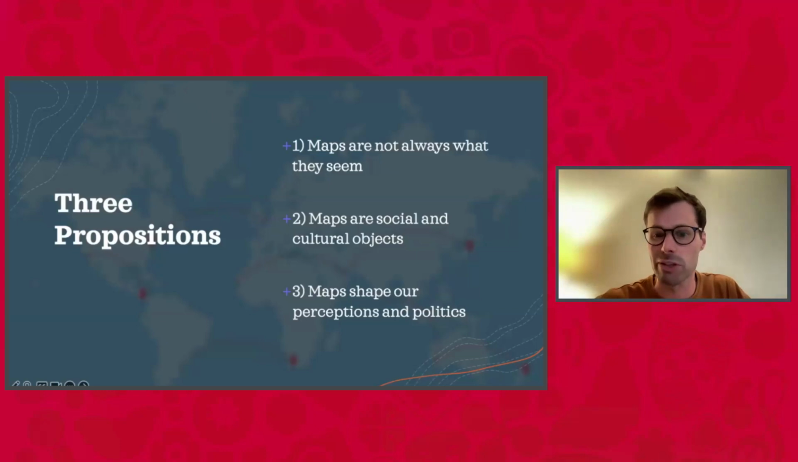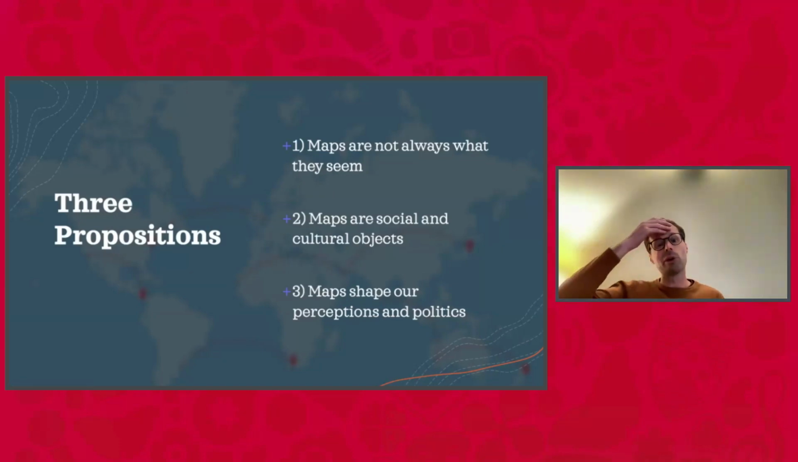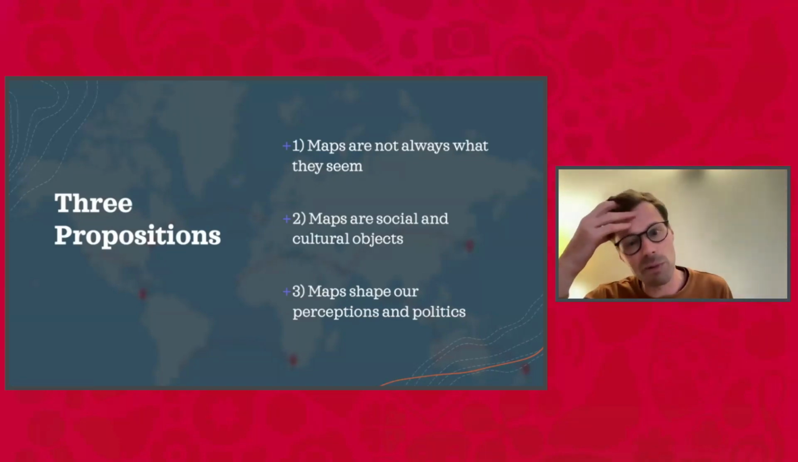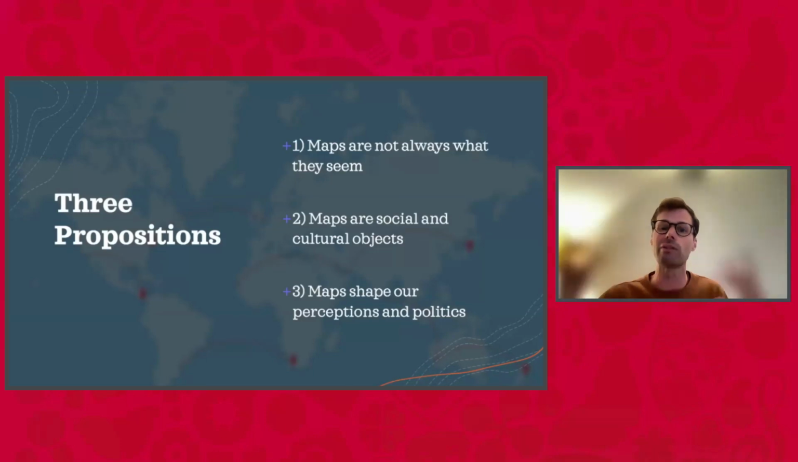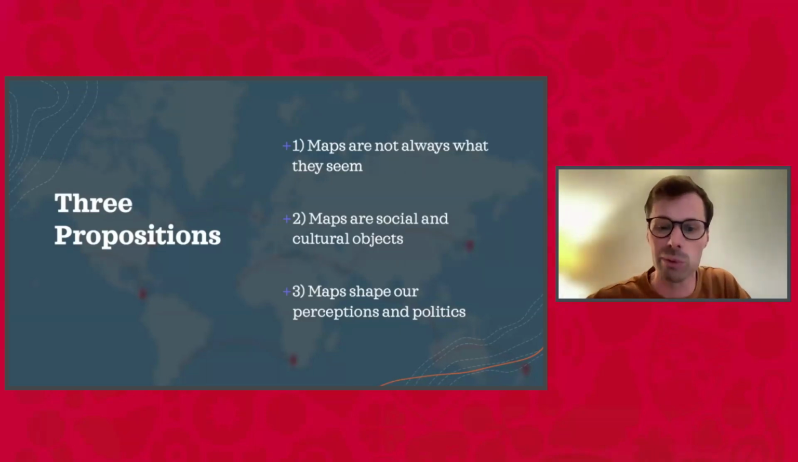I've got three propositions I want to make to you all tonight, and hopefully I can try and convince you of at least one of them. I want to argue that maps are not always what they seem, and then I want to talk about how maps are social and cultural objects. By this I mean they are socially embedded in our everyday lives. They're not just lifeless objects, but they become part of our life worlds.